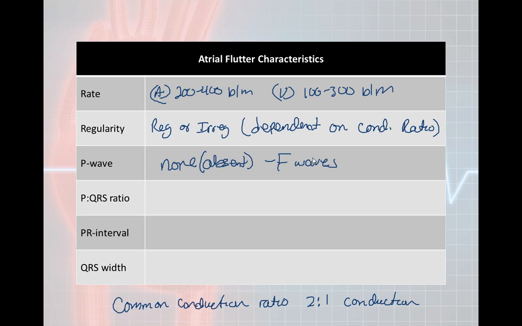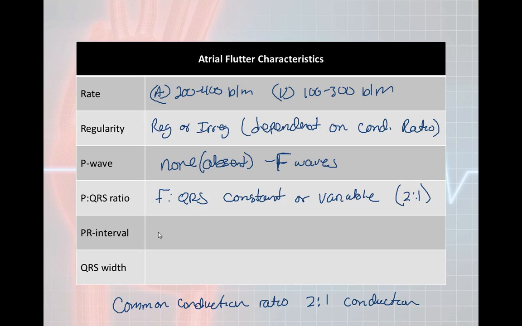Now notice, although the P wave is absent and these are F waves, it's a capital F, not a lowercase f. The P to QRS ratio, there isn't one. Technically, it's an F to QRS ratio. And it could be constant or variable. Just remember that if it's constant, 2-to-1 is the most common F to QRS ratio.